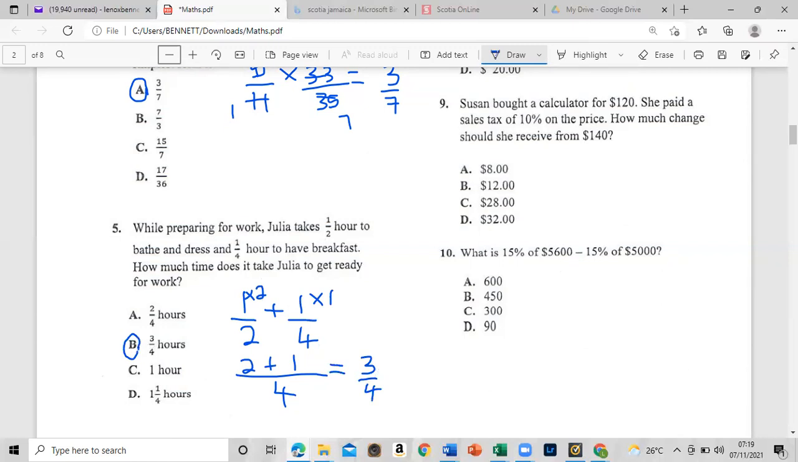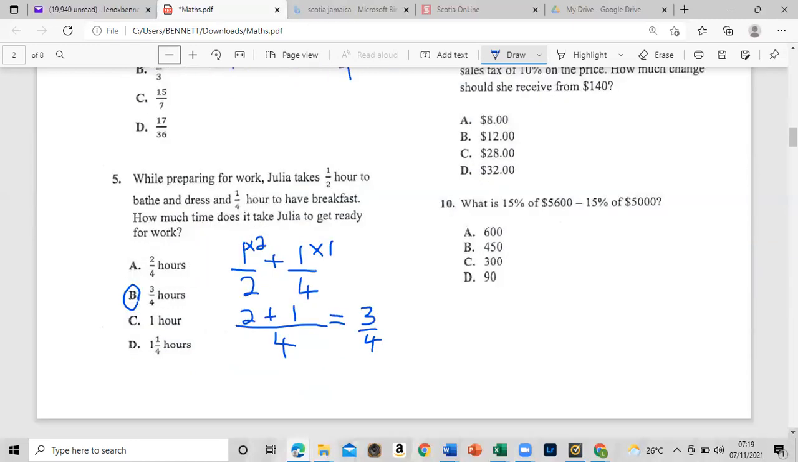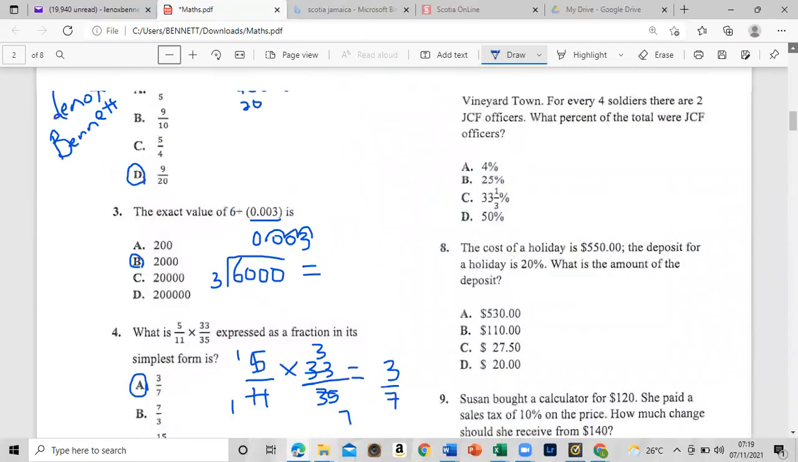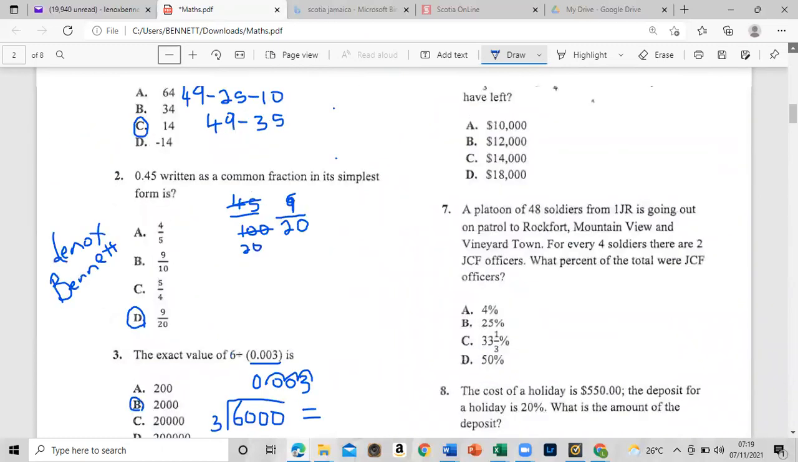Let's see if number 6 is up the top. All right, number 6. I don't know the worksheet, but you know me, I'll put up my effort.